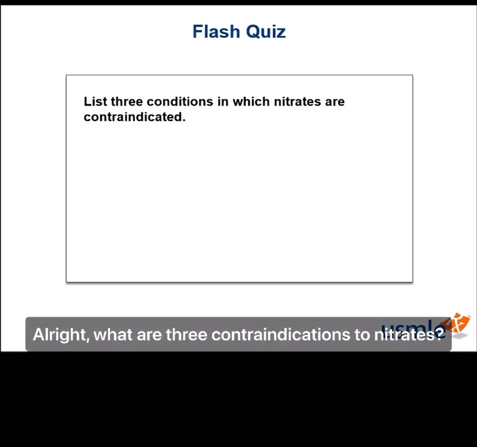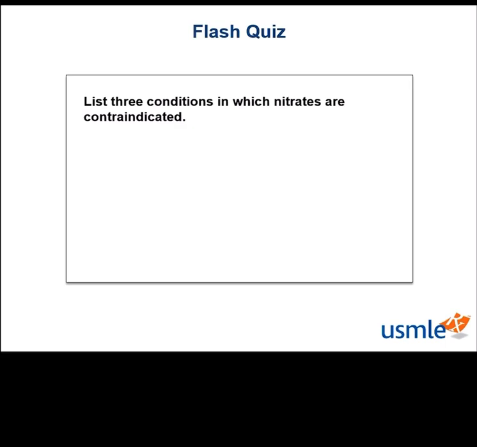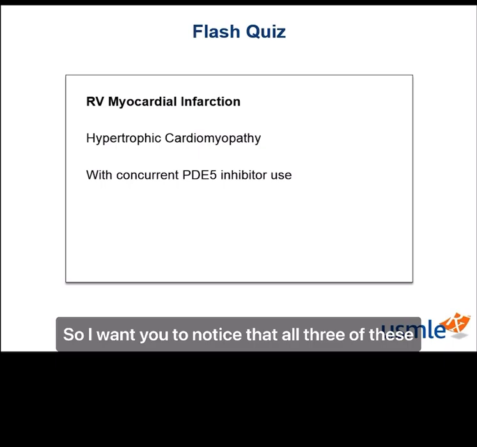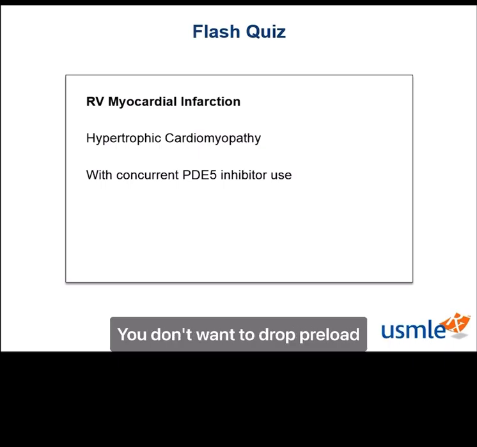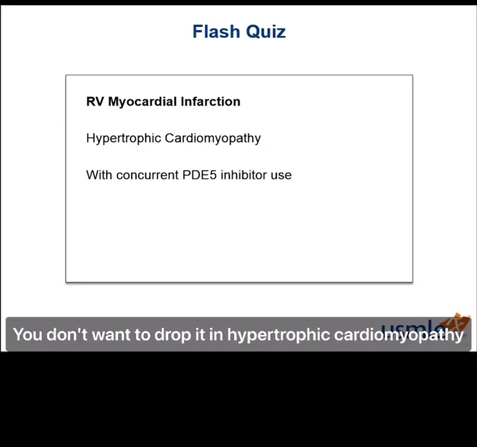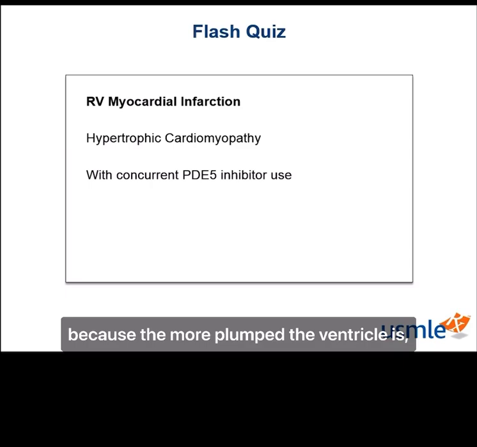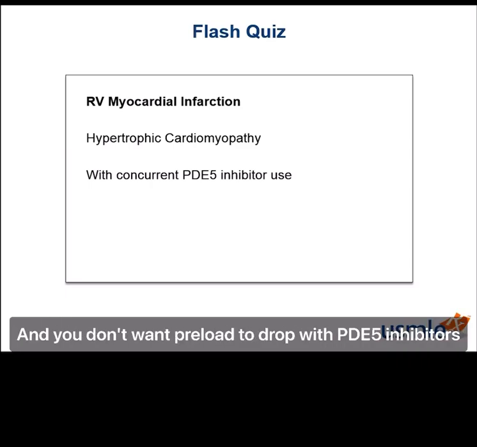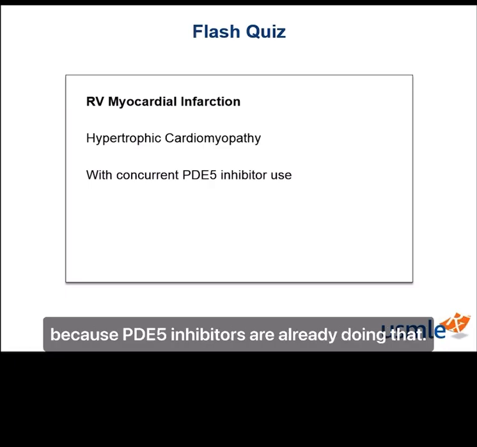Alright, what are 3 contraindications to nitrates? So I want you to notice that all 3 of these are due to decreased preload. You don't want to drop preload in a right ventricular MI because the RV is preload dependent. You don't want to drop it in hypertrophic cardiomyopathy because the more plump the ventricle is, the less of an outflow tract obstruction there will be. And you don't want preload to drop with PDE5 inhibitors because PDE5 inhibitors are already doing that.